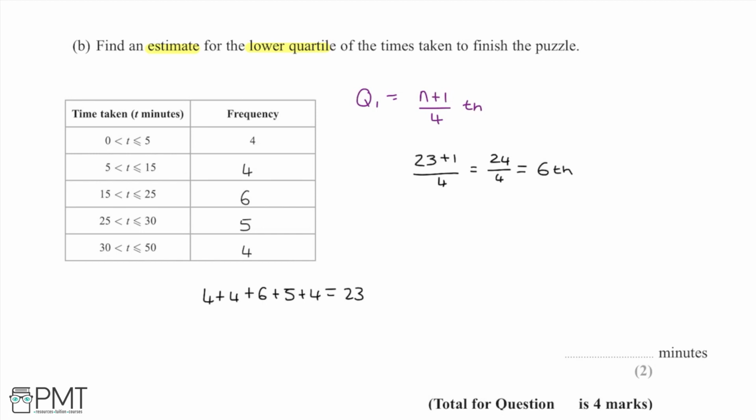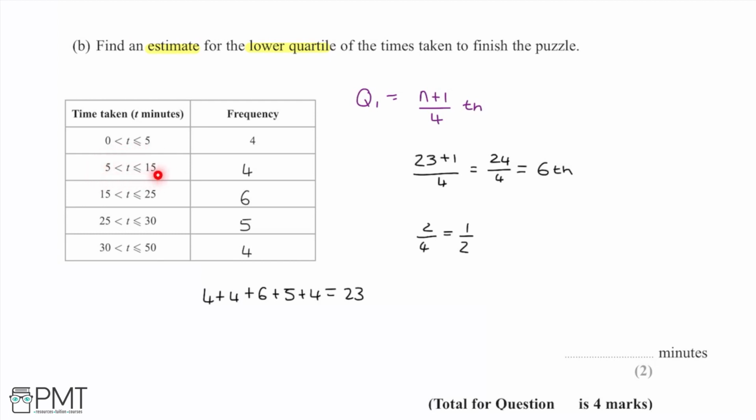Now in order to do this, I'm going to have to interpolate. I can see that in the 0 to 5 range here, there are 4 pieces of data. However, we want the 6th piece, so we want 2 more than this. So we're going to have to break into the next row of the table here. We've already used up 4, and we want the 6th piece, so we're going to go 2 further into this slot of 4. And here, 2 over 4 is basically the same as a half. So we want halfway into this interval.